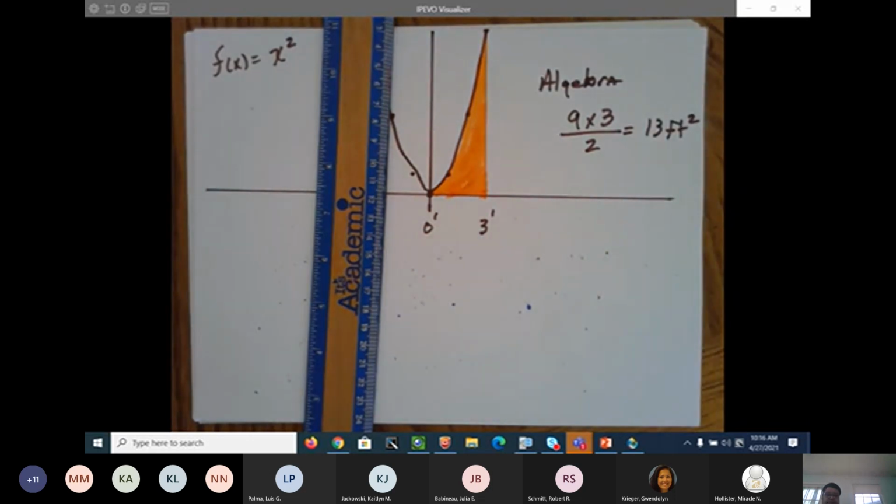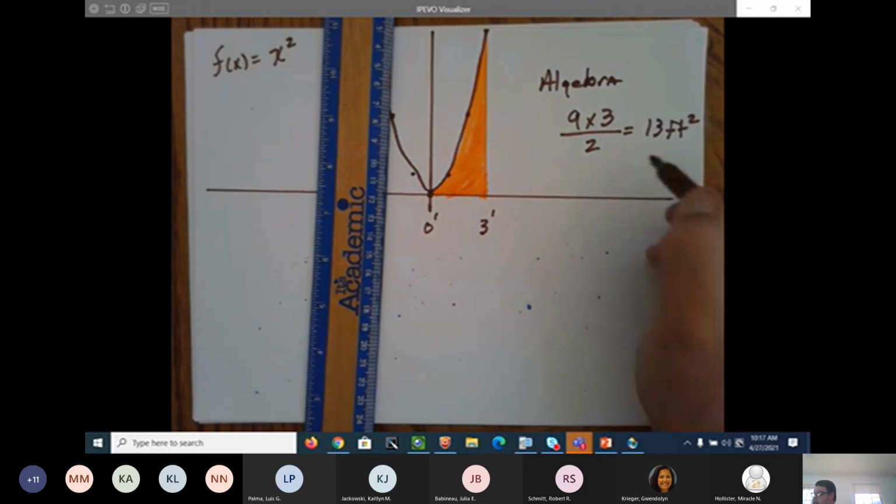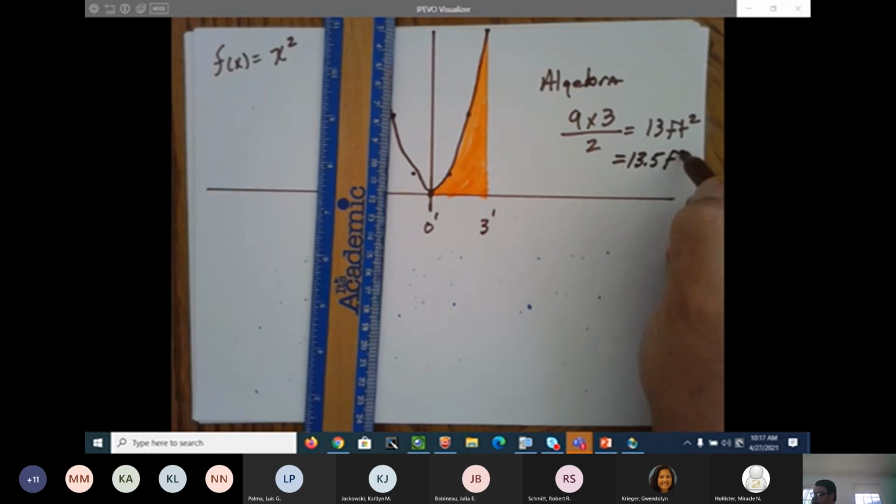13.5 square feet. Somebody check me on that. Got something in my eye. Somebody check that for me. It should be 13.5 square feet. Is it right? Appreciate it. Thanks for the interaction, y'all.